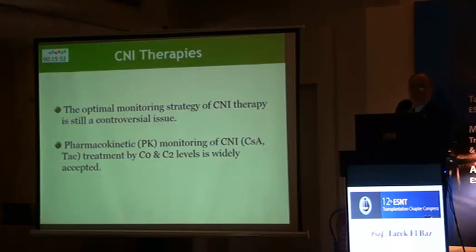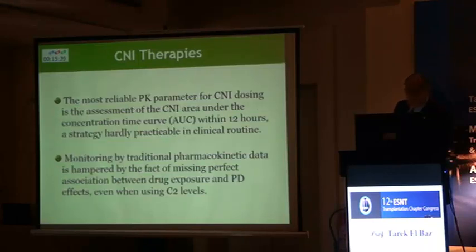For CNIs, the optimal monitoring strategy that we are using now is a controversial issue. We are using the pharmacokinetics and monitoring the C0 and the C2, maybe for sirolimus, cyclosporin, and blood levels for tacrolimus, and this is widely accepted. But the most reliable pharmacokinetic parameter for CNI dosing is the assessment of the AUC, the area under the concentration-time curve over a period of 12 hours. This is definitely not practical.